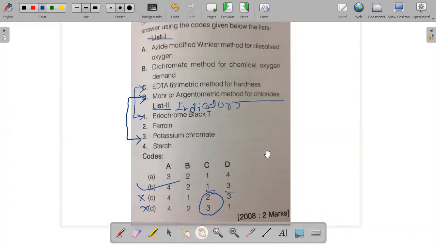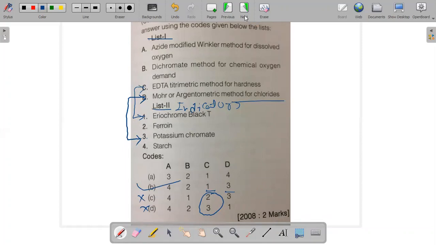In match the column type of question, the best thing is that you need to get one or two answers correct, and the whole match the column gets corrected. Like here you only know that EDTA has the eriochrome black T indicator, and if you know one more thing, that chloride has potassium chromate, you easily get the answer. So azide modified Winkler method for dissolved oxygen has a starch indicator. Dichromate method for chemical oxygen demand has the ferroin indicator. So this is the correct answer, option B.